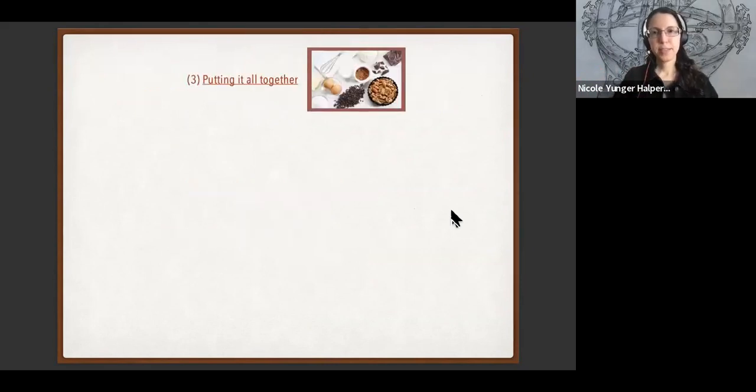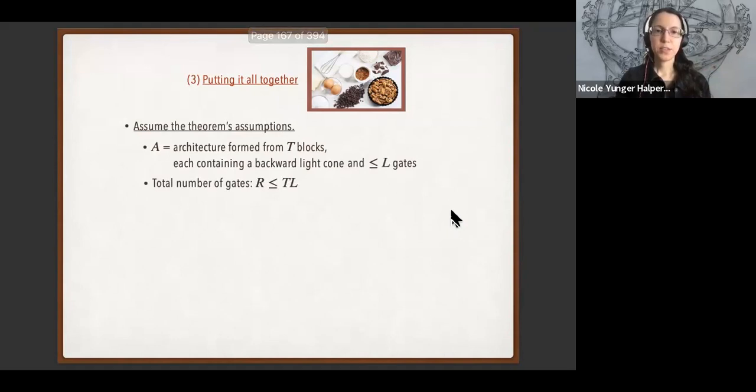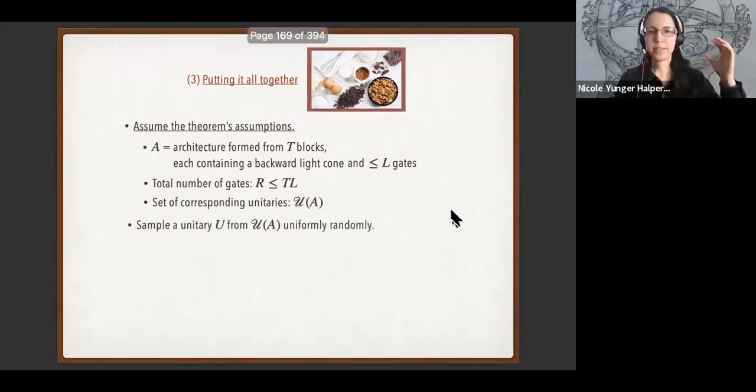Let's take these lemmata and put them together. Let's recall the theorem's assumptions. We are considering an architecture A formed from T blocks concatenated together. Each block contains a backward light cone and contains at most L gates. The total number of gates R is therefore at most T, the number of blocks, times L, the maximum number of gates per block. If we have this architecture, we can use it to implement many unitaries. The set of all such unitaries is U of A.